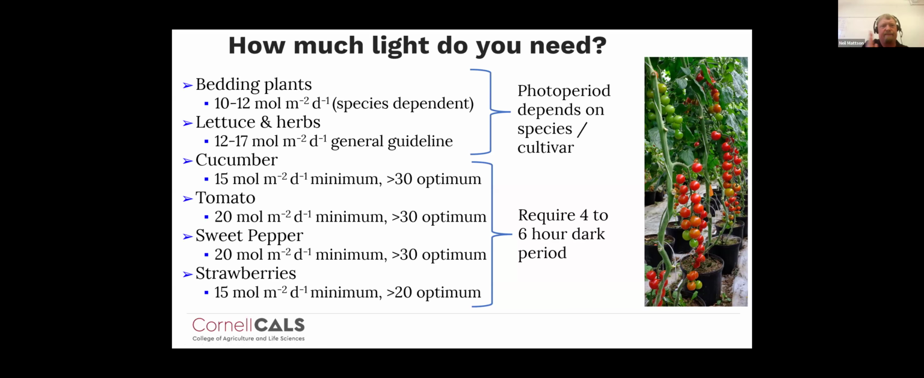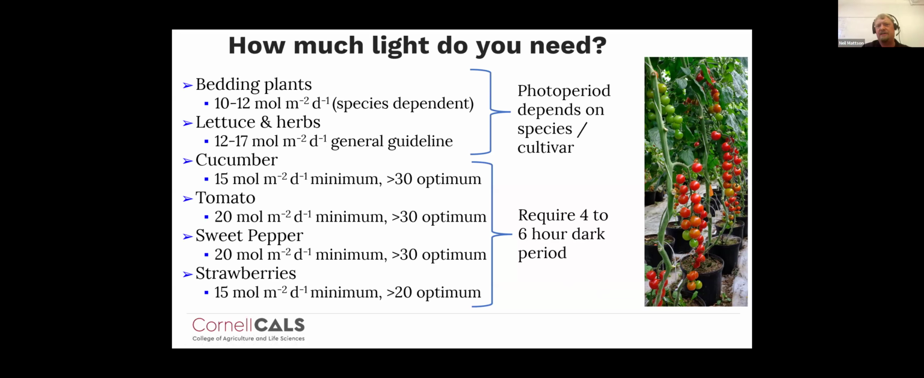And lettuce and herbs, it will depend on the species. For lettuce, we can actually light it 24/7. It's a vegetative crop, and we don't need a particular photo period to initiate flowering and fruiting, for example. And then for vine crops, we typically need at least a minimum of a 4 to 6 hour dark period.